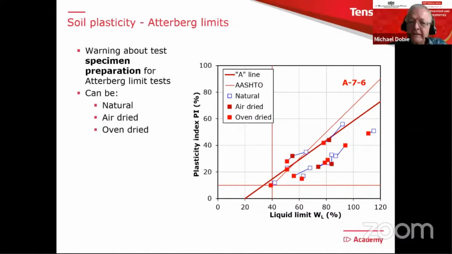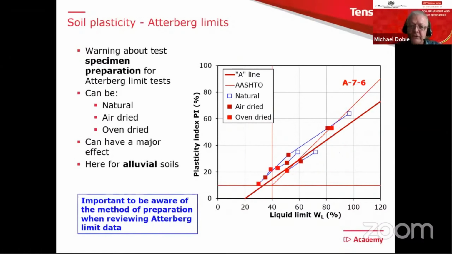So we can have any of those three methods of preparation and they can affect the results. They can have a major effect. These are residual soils, these particular examples, and this graph is showing the same behavior for alluvial soils. So one point I'd make here is that when you're looking at Atterberg limit data, it's very important to be aware of how the samples were prepared because it can affect the results very significantly.